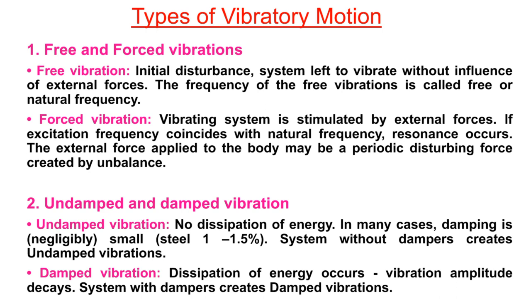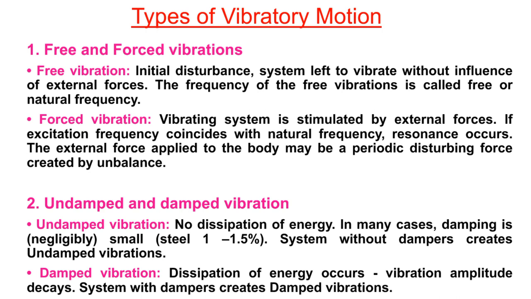Initial disturbance is given to body and system is left to vibrate without influence of external forces. The frequency of free vibration is called as natural frequency. This also we have previously studied. What is free vibration? When initial displacement or disturbance is given to system and system is now left to vibrate without influence of external force, then this type of vibration is called as a free vibration, and the frequency of this free vibration is called as natural frequency.